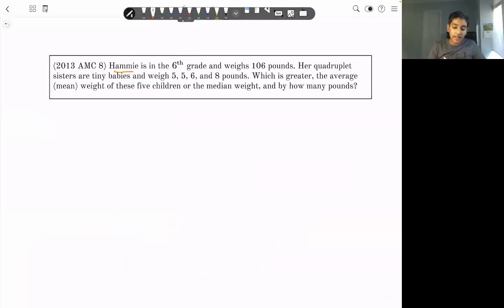Hammy is in the 6th grade and weighs 106 pounds. Her quadruplet sisters are tiny babies and weigh 5, 5, 6, and 8 pounds. Which is greater, the average or mean weight of these 5 children, or the median weight, and by how many pounds?